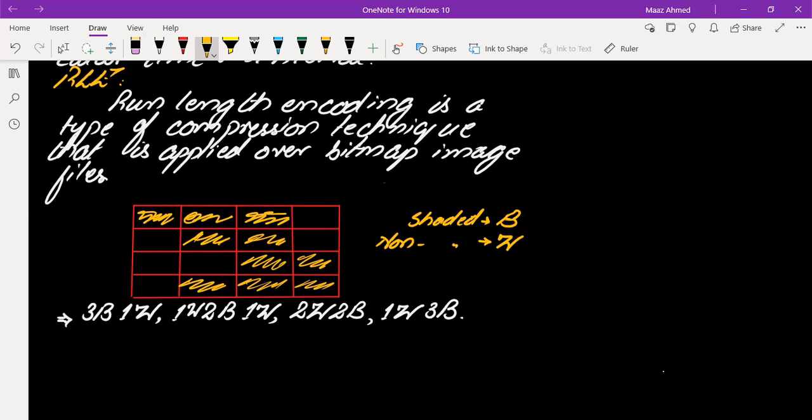So this is how the question will be asked in the examination as well regarding the RL. Is that clear? Is it clear, guys? Okay, fine.